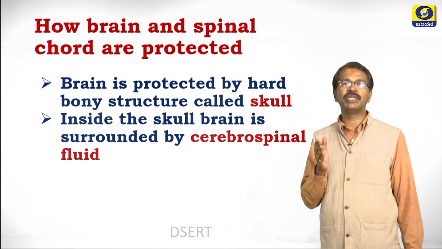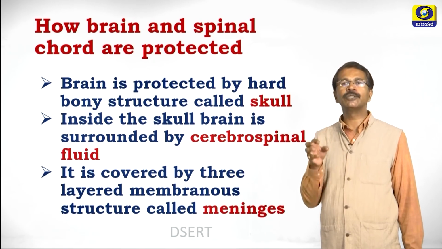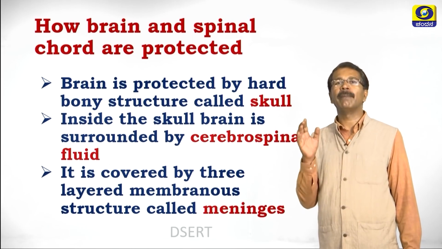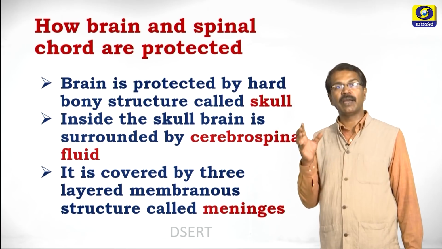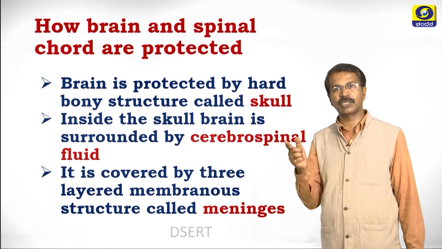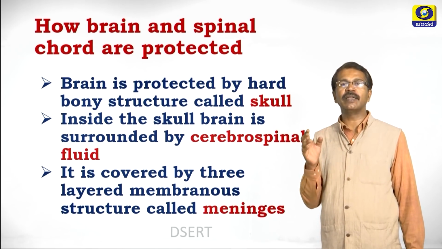protects the brain from these infectious germs. Apart from that, this brain is also protected by a three-layered membrane structure called meninges. Thus, the brain has strong protection: the hard bony structure, the skull, the cerebrospinal fluid, and even the three-layered meninges.